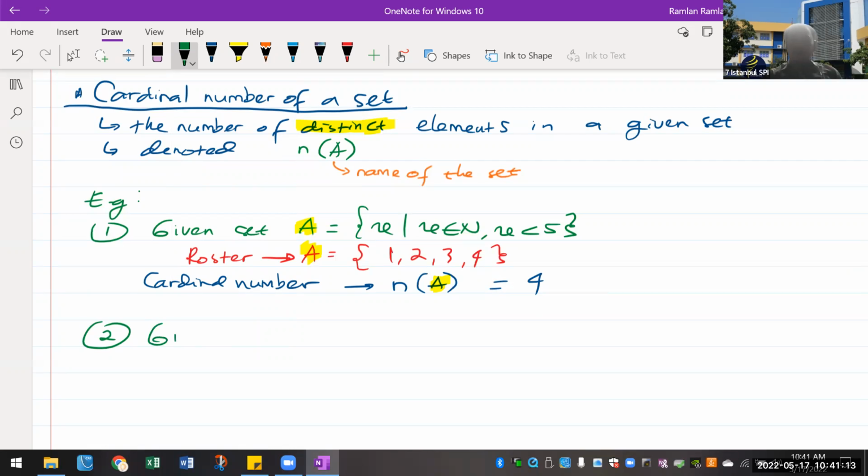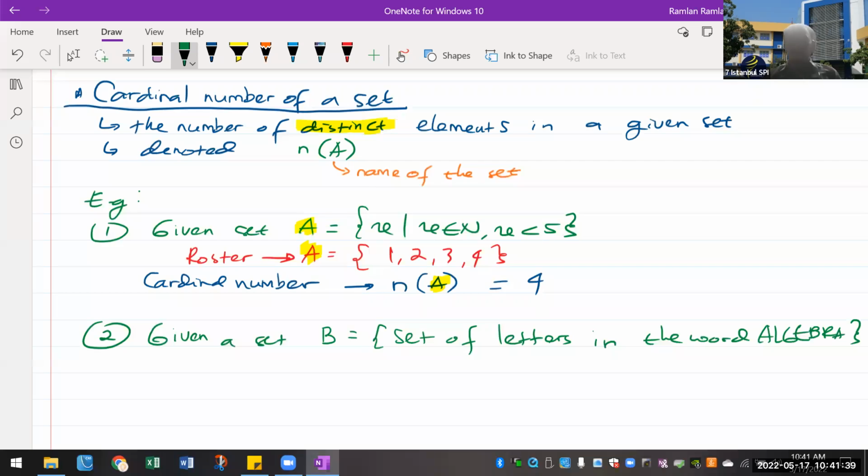Okay, so given a set, let's say the name of the set this time is not A, it's going to be B, and that will be the set of letters in the word algebra. Okay, so this is in a statement form, guys. Just a statement. Now, I would like you to help me again write this down in roster form.